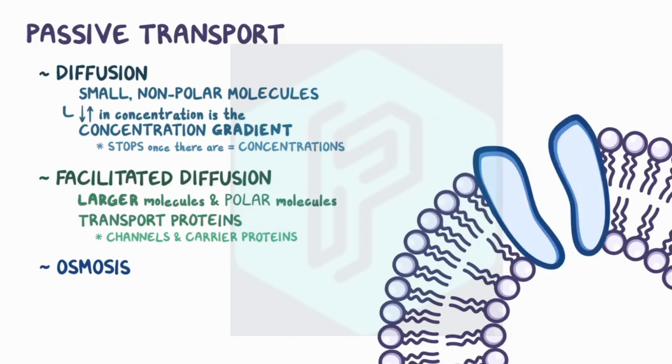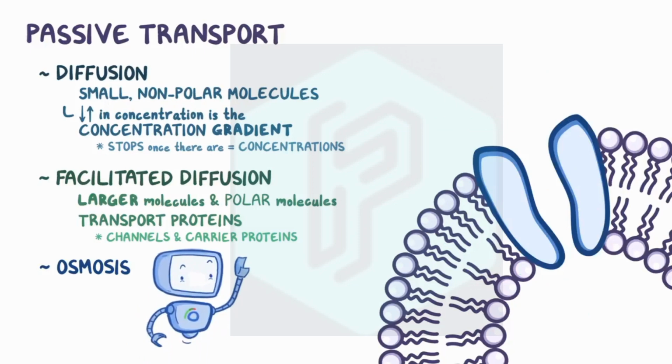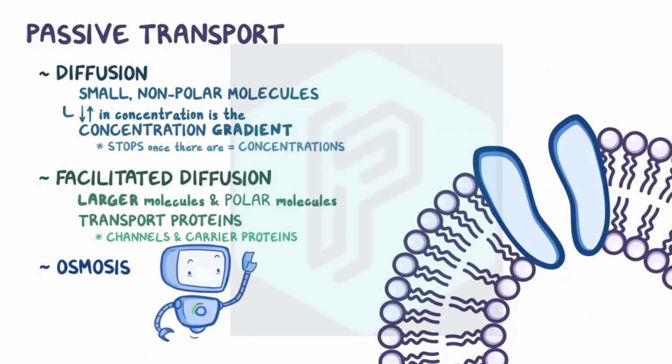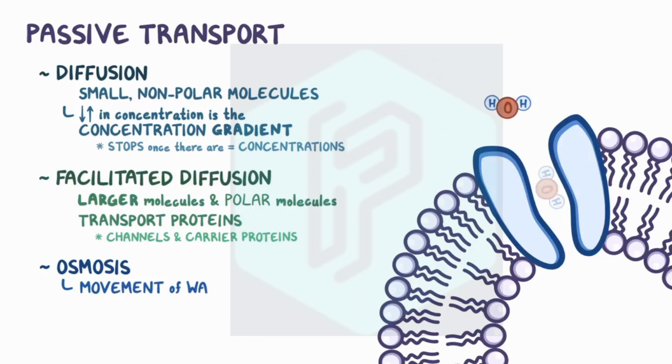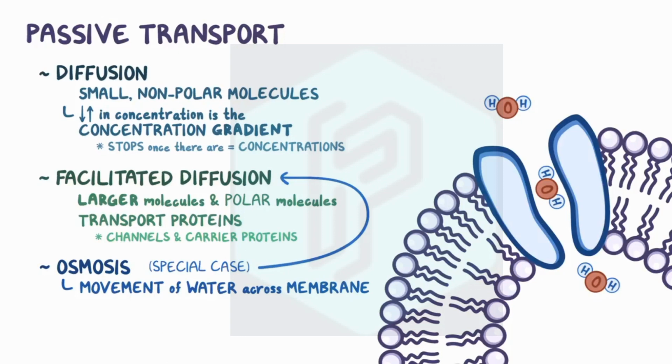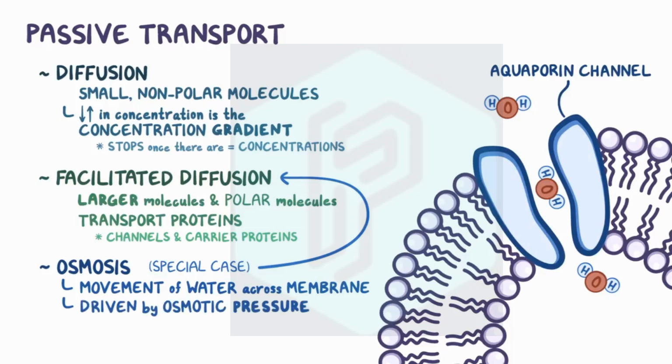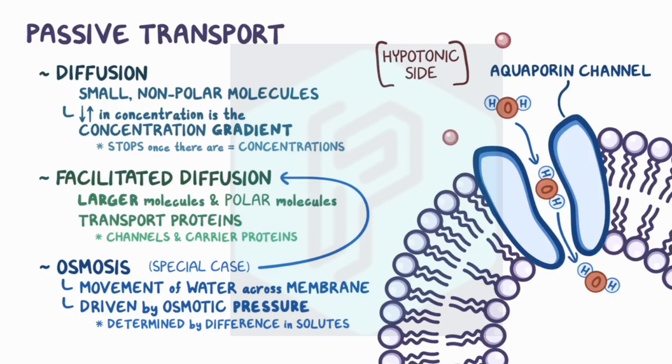Finally, there's osmosis, which, in addition to being an awesome company that explains medical topics really clearly, also describes the movement of water across the cell membrane. It's a special case of facilitated diffusion, because water uses channels called aquaporins to move across the membrane. Osmosis is driven by osmotic pressure, which is a force determined by the difference in solutes between the two sides. Osmotic pressure drives water from the hypotonic side, or the one with lower concentration of solutes, to the hypertonic side, or the one with higher concentration of solutes.